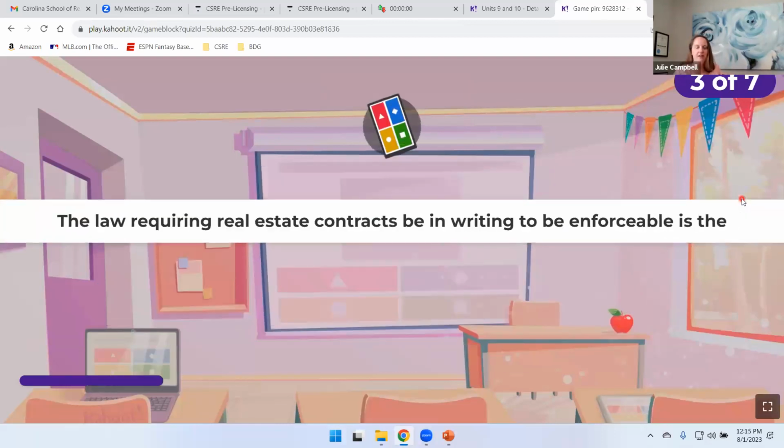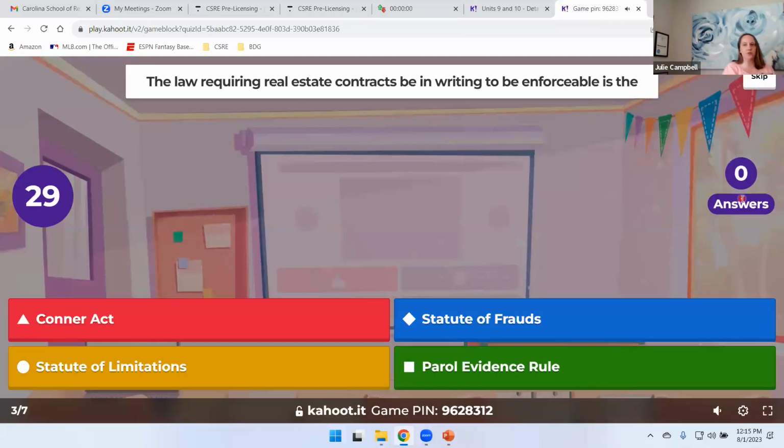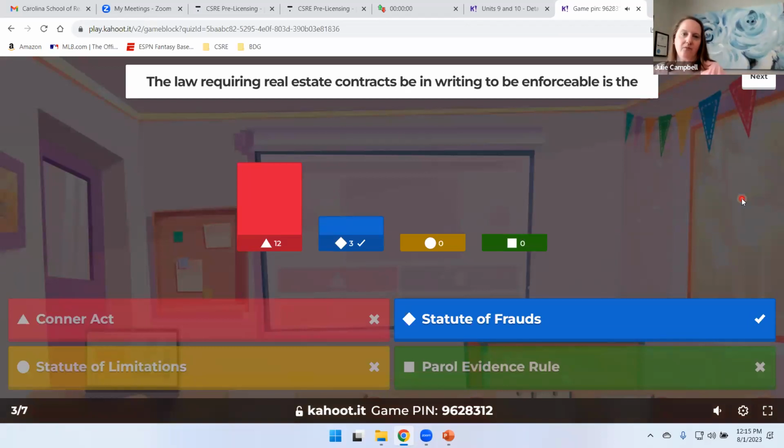Question number 3. The law requiring real estate contracts to be in writing, to be enforceable, is the... eight seconds. Please do a side-by-side comparison of these. Do you see how tricky these can be? They're close, but they're different.